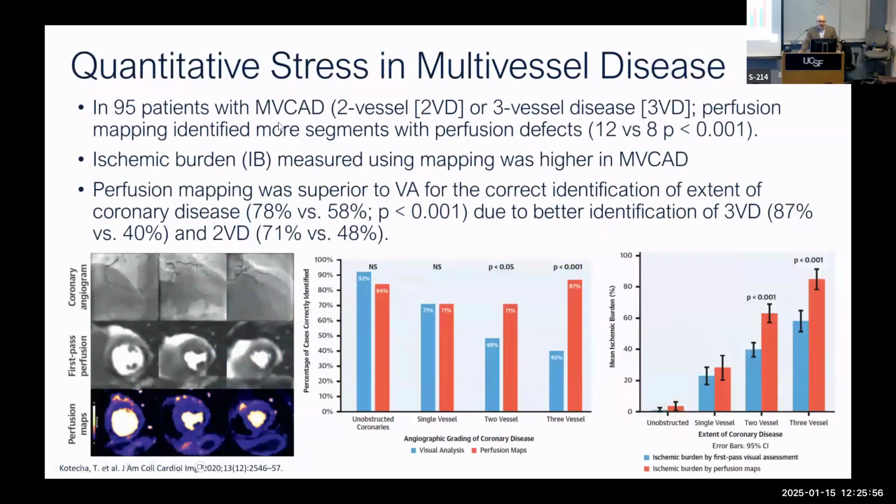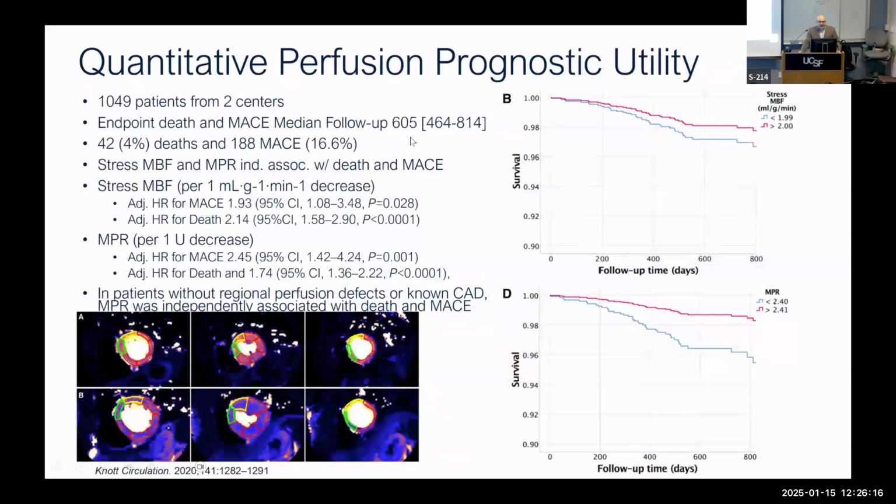Other groups have looked at this also, and again, showing in multi-vessel disease, ischemic burden using mapping is higher than what you tend to see with visual analysis. And in this case, the performance was improved in multi-vessel disease and 3-vessel disease. How about prognostic utility? Now, this is a 2-center study, 1,000 patients. Again, as you'd expect, showing that abnormal flow reserve is associated with worse outcomes, whether that's MACE or cardiac death.